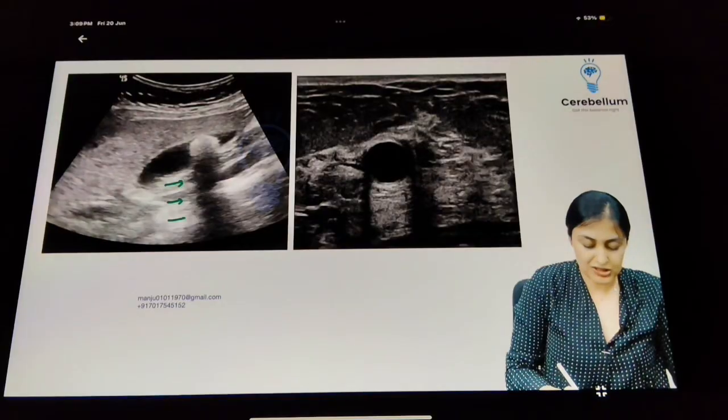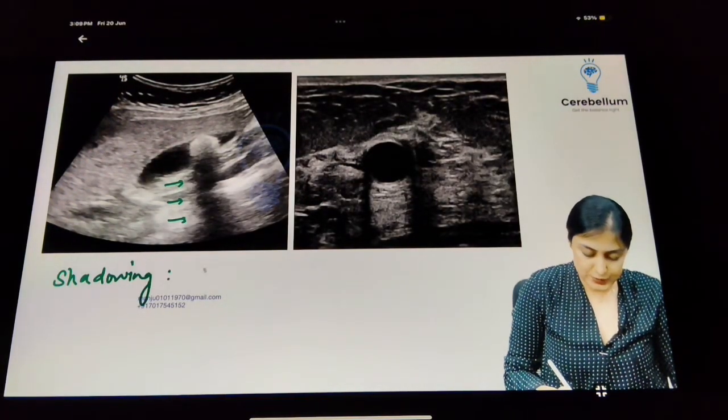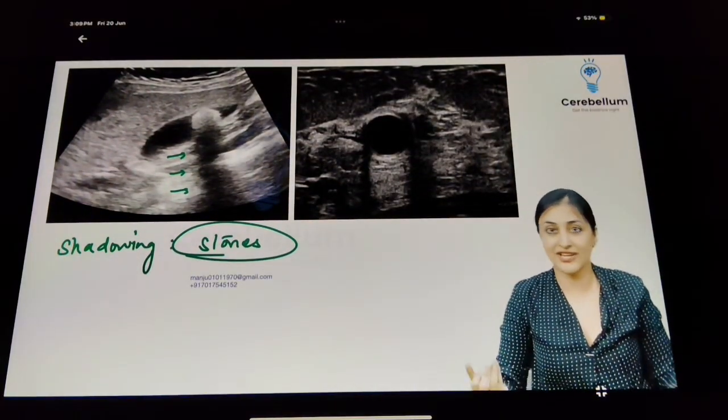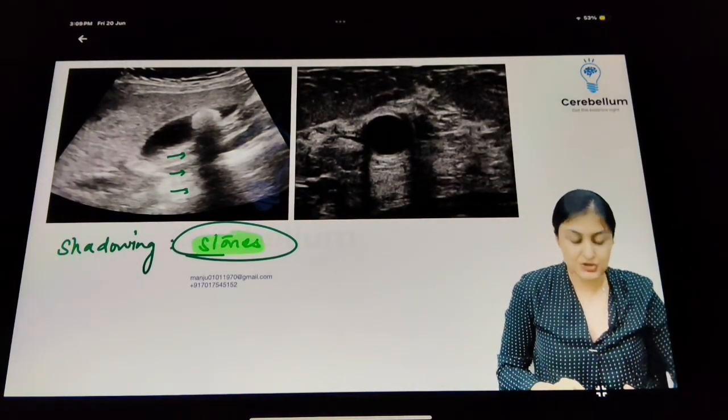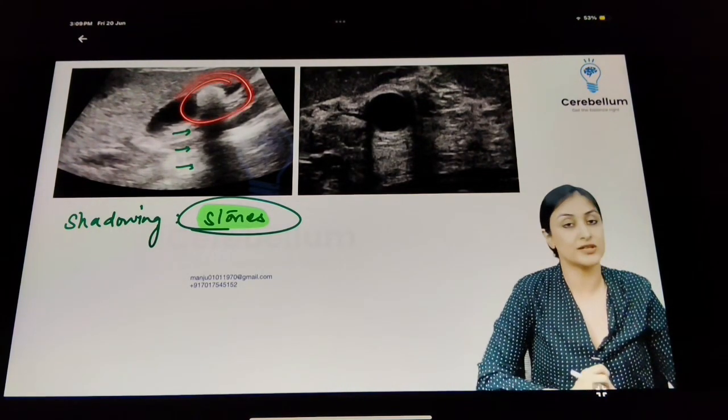This is what is going to result in a shadow behind it. So that's what you want to remember, that whenever you see this shadowing, this is what we refer to as stones. So shadowing, also called posterior acoustic shadowing, but you can only remember shadowing. We see this in stones. All stones will show this, but it is particularly useful in gallstones because they are radiolucent and no other modality will show it to me.